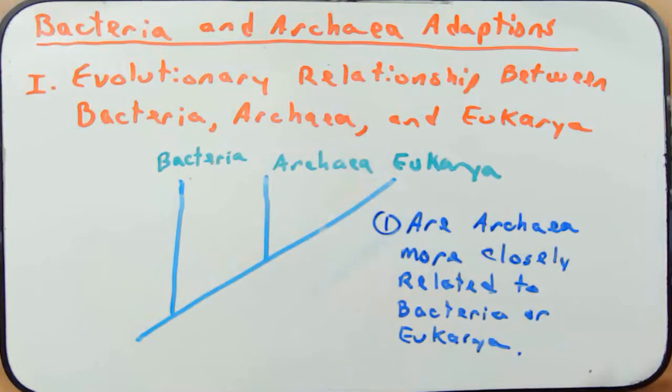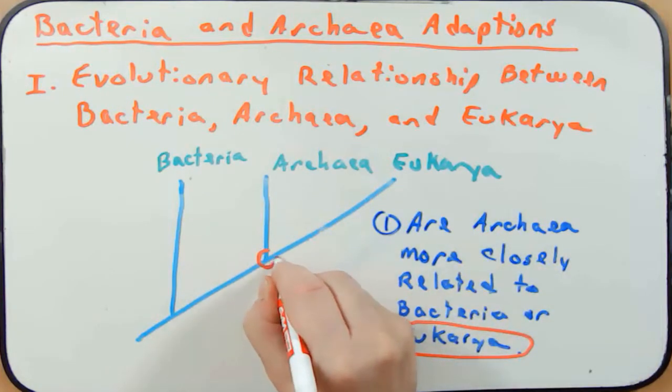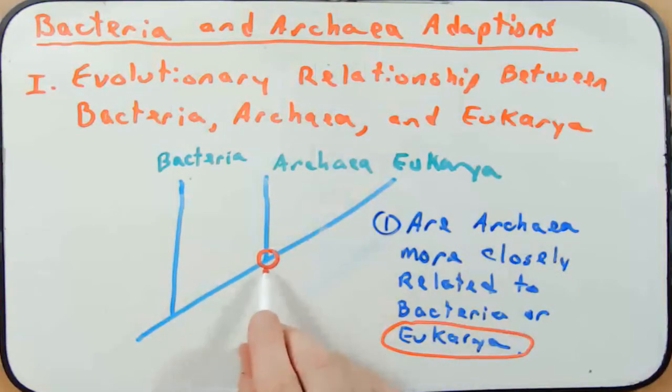So I'll give you a moment to think about that, and if you want, you can hit pause while you're considering the answer here. So the answer is that archaea are more closely related to eukarya. We'll learn in a moment that bacteria and archaea look very similar. They're both single-celled organisms. But from an evolutionary perspective, archaea and eukarya share a common ancestor together here before they share a common ancestor with bacteria.